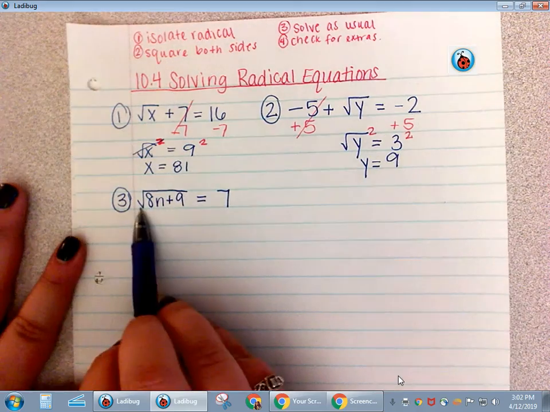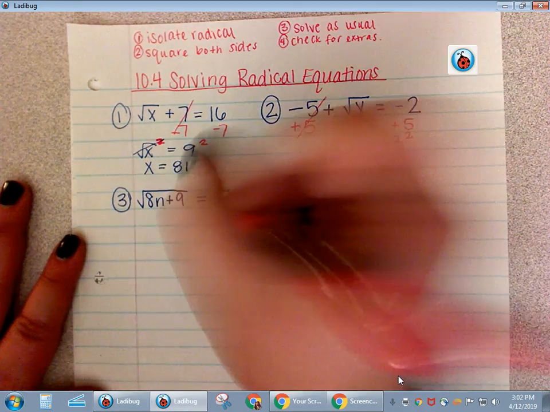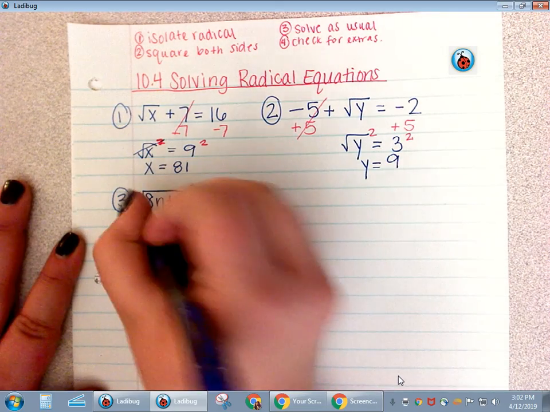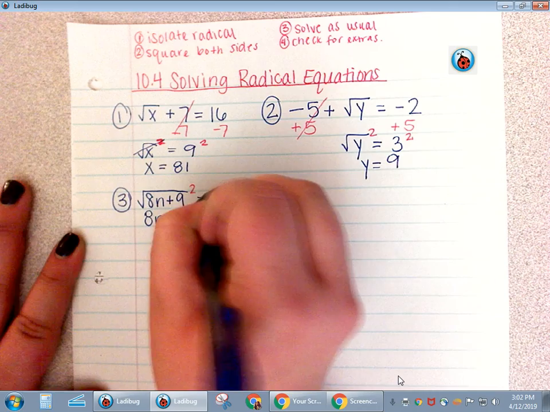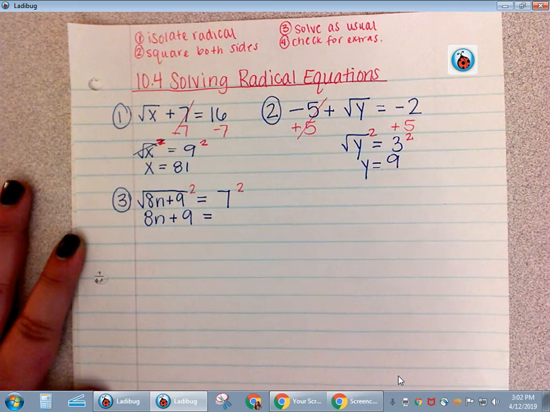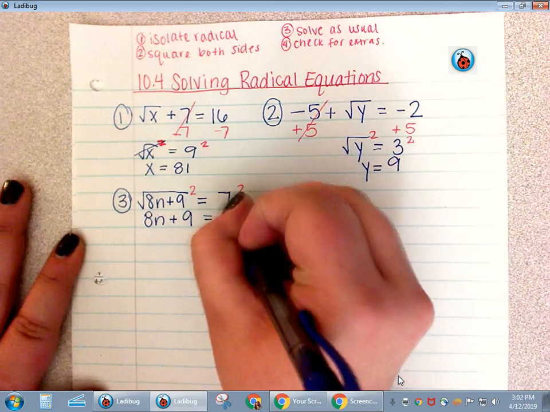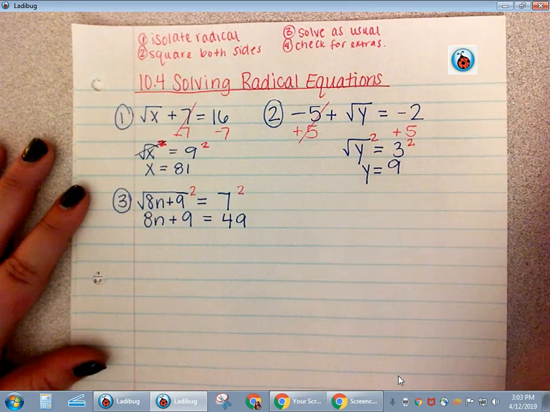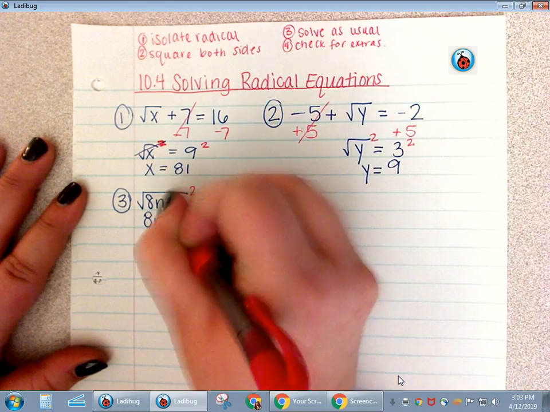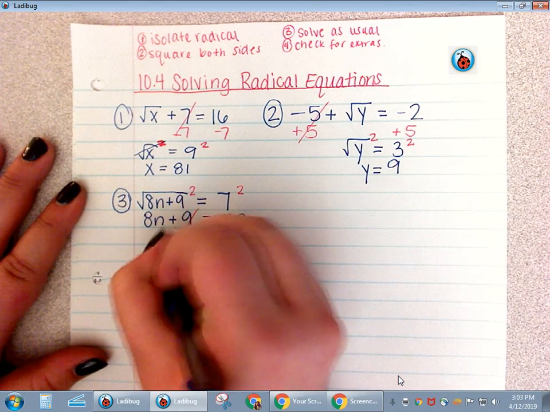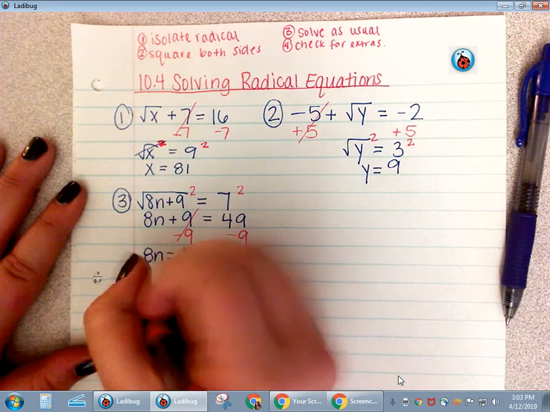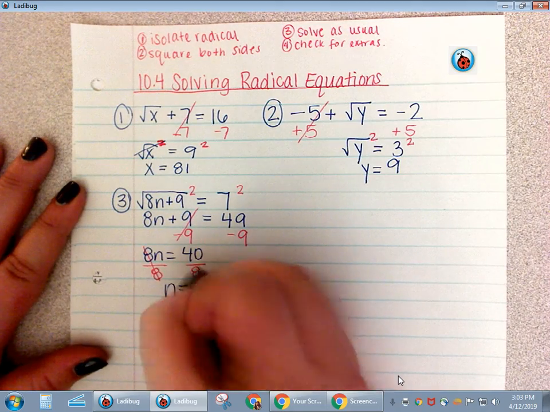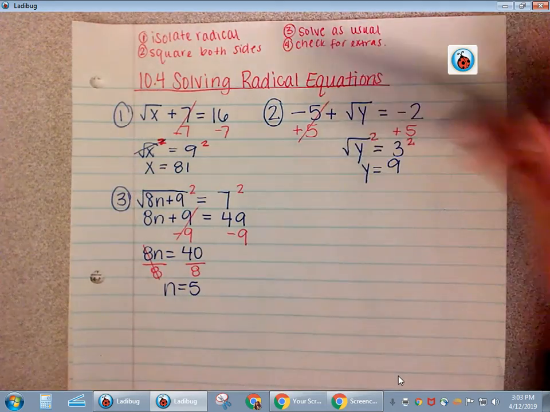So let's see. We want to get the radical by itself, which it already is. So we can go ahead and square both sides. On the left, the square root and the squared go away, and I just have what's left on the inside, 8n plus 9. And then on the right, I have 7 squared, so 49. Now I can solve as usual. So as usual, we would get rid of the 9 first. And then we would divide by 8. So n equals 5.